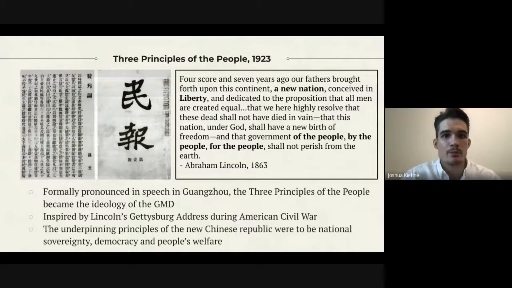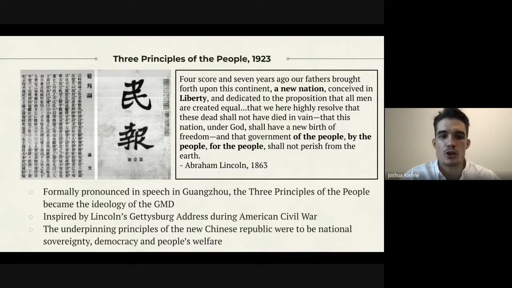It is during this time, though, that he starts to formulate the ideology of the GMD, and this would become the basis for the Nationalist Party, which is still in power in Taiwan and still has its roots with the GMD. And he bases it on the Gettysburg Address from Abraham Lincoln. And this becomes the ideology of the GMD. The Gettysburg Address is during the American Civil War, in which Abraham Lincoln says we need to have a government which is of the people, by the people, for the people.